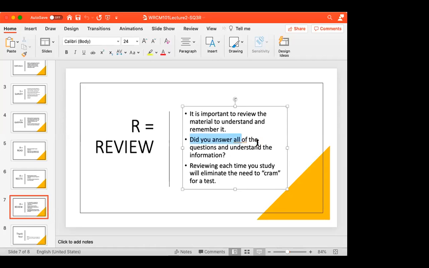So did you answer all of the questions and understand the information? You just should make sure that you have understood every part of what you read. Reviewing each time you study will eliminate the need to cram for a test. Okay, so reviewing is kind of a substitute for cramming the text. Reviewing means you are just making sure for yourself that you know the content now.